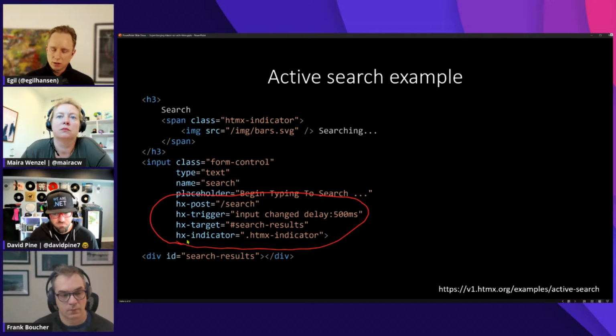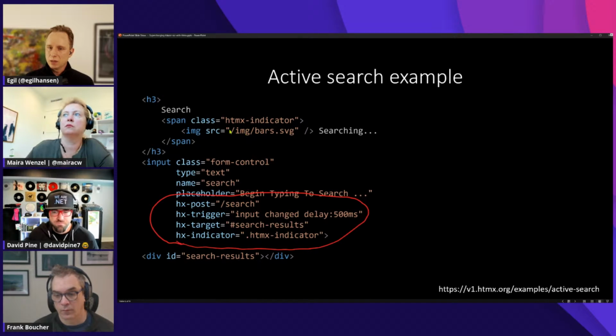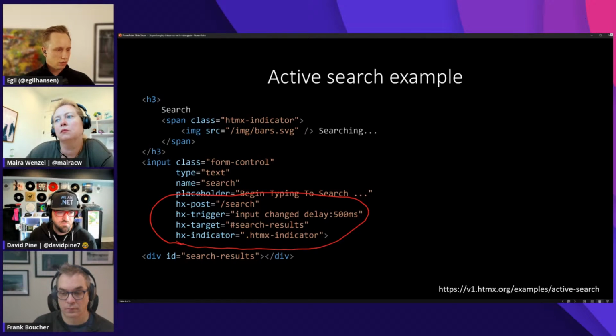And oh, by the way, when there's a request ongoing, go and make this element with an Htmx indicator on, make that visible to the user, so you can basically show a spinner, so you indicate to the user that things are going on.